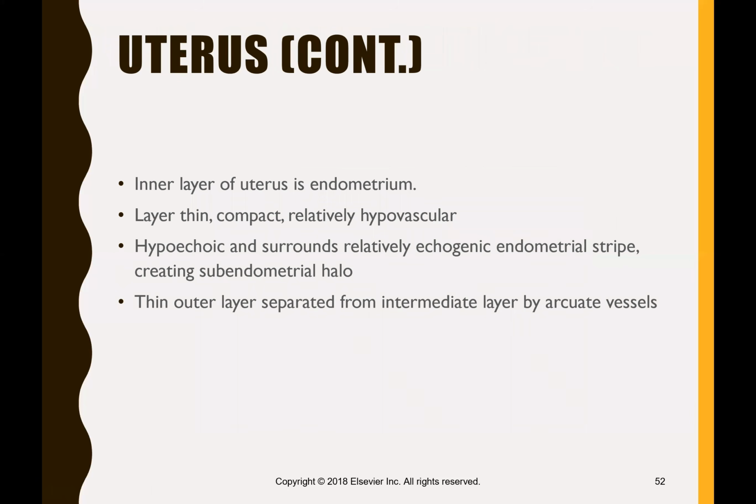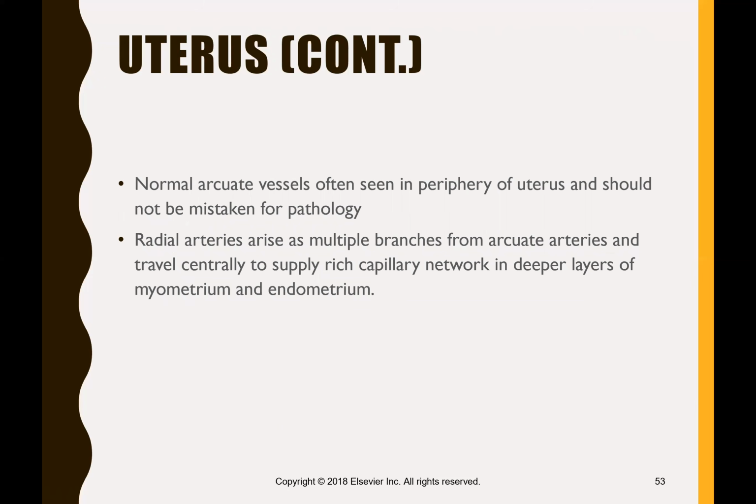The inner layer is the endometrium, which we talked about last chapter. And the thin outer layer is separated from the intermediate layer by the arcuate vessels. Now, sometimes when we get older, those arcuate vessels become more calcified and appear echogenic, like little echogenic foci. So that's a pretty normal thing for an older uterus to have those. So you will see arcuate vessels in the periphery of the uterus, and that's totally normal.